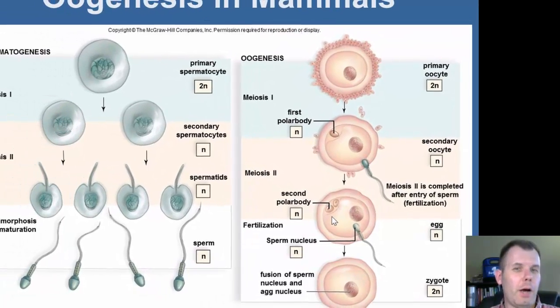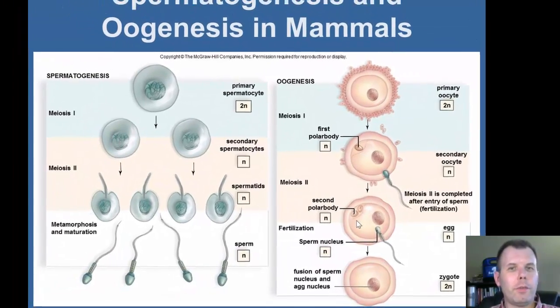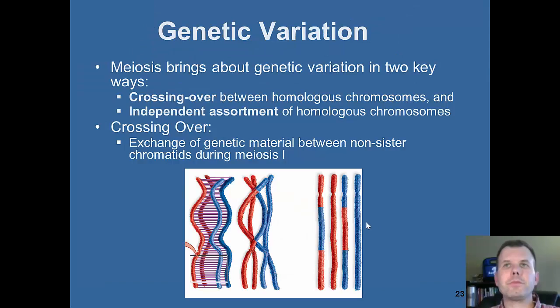So you're limited in how many you actually have. And so that's a big difference. Okay? So the last thing we're going to talk about is genetic variation. And genetic variation is the key to adaptation and surviving.